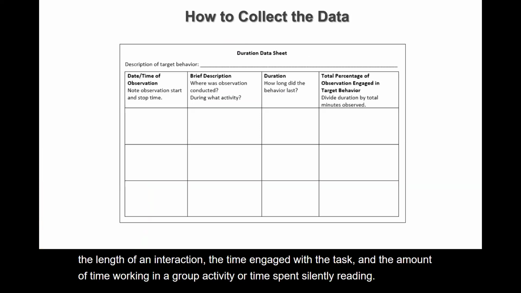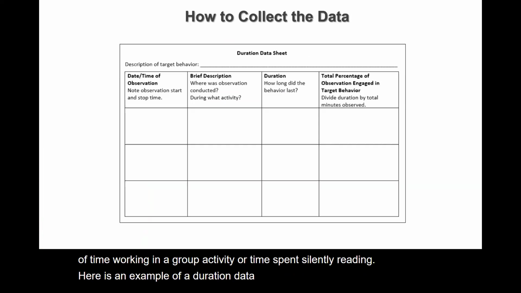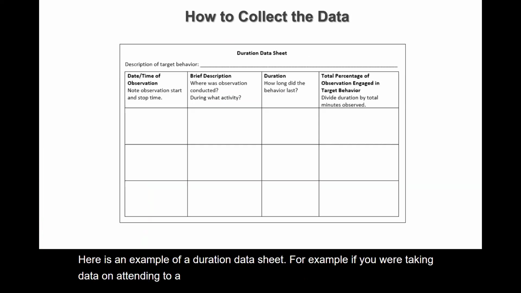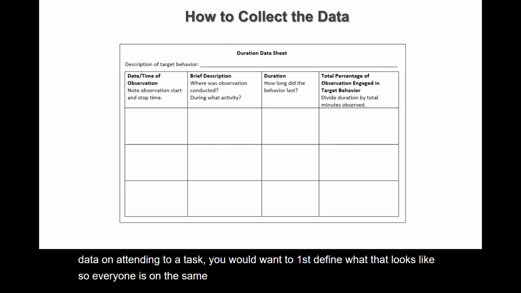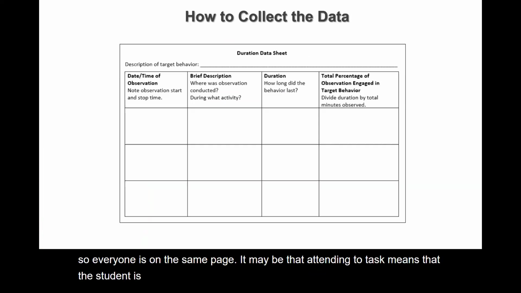Here is an example of a duration data sheet. For example, if you were taking data on attending to a task, you would want to first define what that looks like so everyone is on the same page. It may be that attending to task means that the student is seated at their desk with eyes on the assigned work and not talking or interacting with peers.